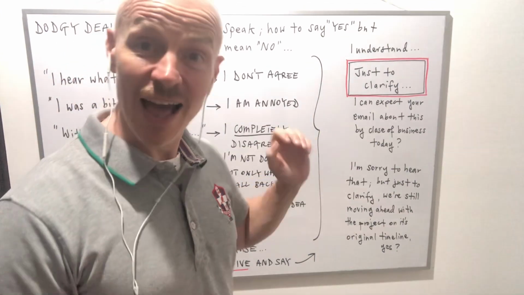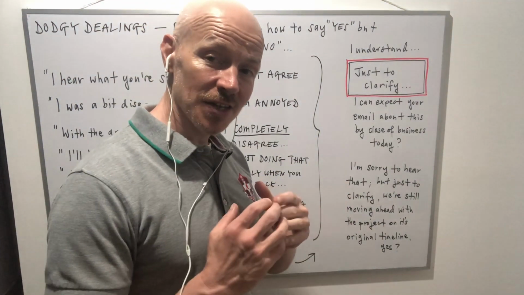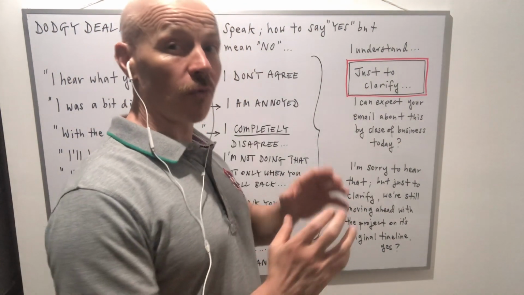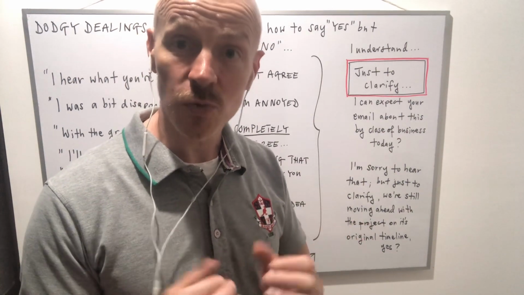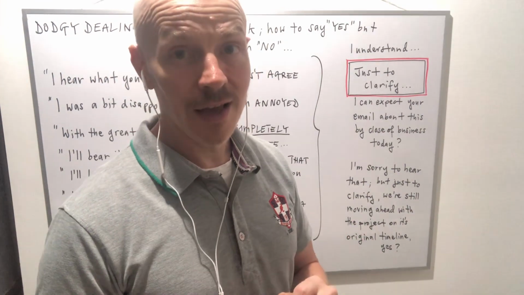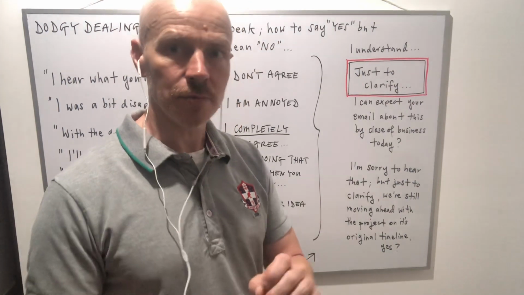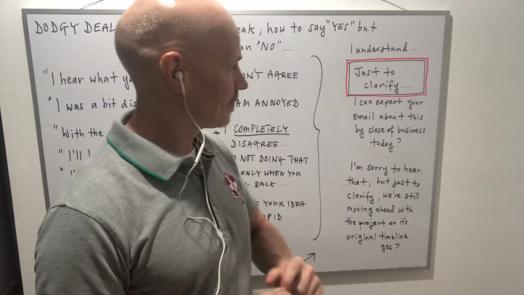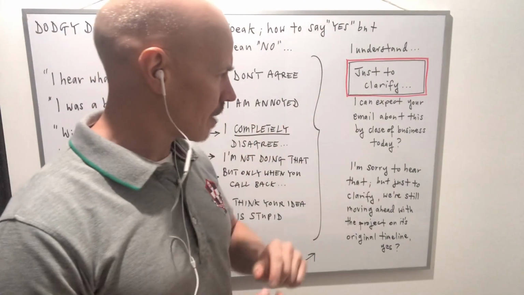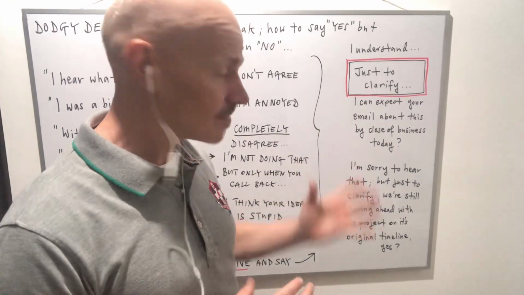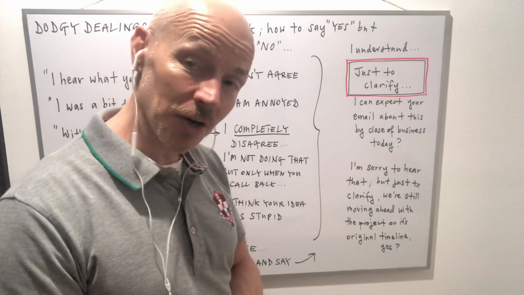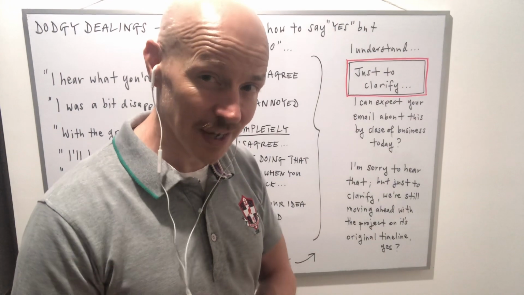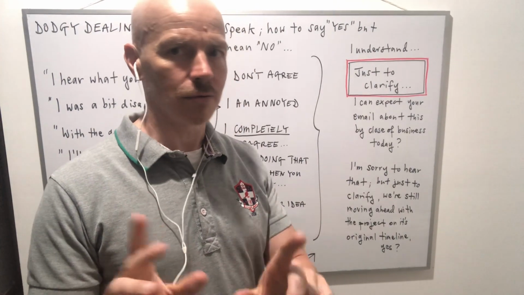Just to clarify. And then what you do is you give them what sounds like a summary of what they said, but really you basically summarize what you would like to hear. And then you let them correct you. Then you let them say, no, that wasn't what I meant. You know, tell me what you really meant. Yeah, okay. So you say, I understand. Just to clarify, I can expect your email about this by the close of business today. In other words, I can expect you to give me the full detail by the end of today. And I'll be like, no.